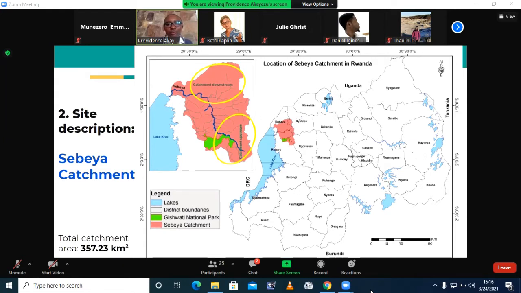The whole river water goes into its reservoir, Lake Kivu, in the north, at the border between Rwanda and the Democratic Republic of Congo. It's a very important catchment because it houses a key biodiversity area, but it also empties its water into Lake Kivu, which is one of the Great Lakes in the East African region. So this is the study site. You see the main river and all the other affluents flowing into the main river.